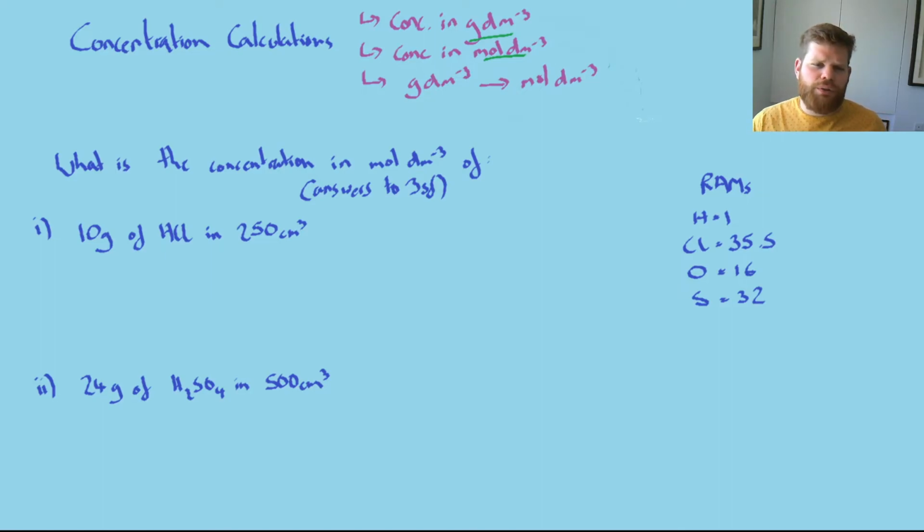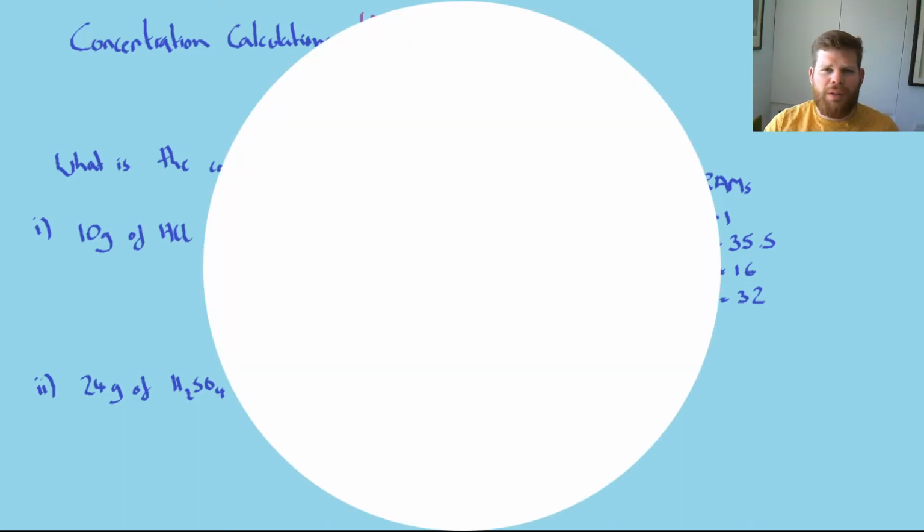10 grams of hydrochloric acid in 250 centimetres cubed, and 24 grams of sulfuric acid in 500 centimetres cubed. I've put over on one side the relative atomic masses of the different elements that you'll need to complete these calculations. So, have a go. This brings in a few of our different mole calculations that we've done in previous videos, but hopefully you find it a piece of cake. So, best of luck, pause the video, have a go.